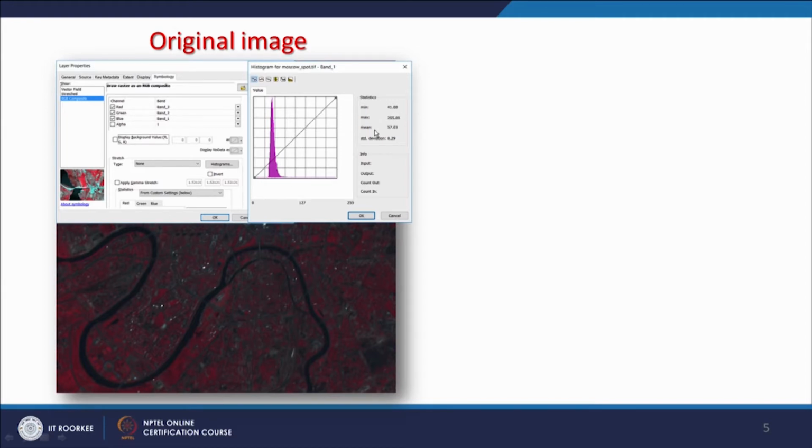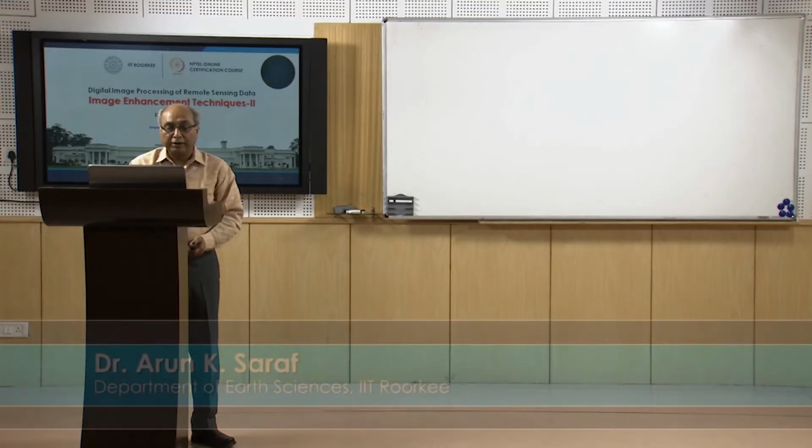Minimum and maximum values are also mentioned. Maximum values are only a little bit there, but the minimum value is just 41. So most of the data is distributed between 41 and maybe 80 or 90, and that is why this image is suffering from very poor contrast.